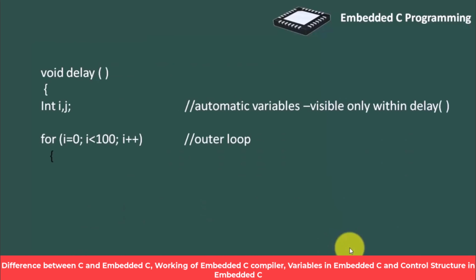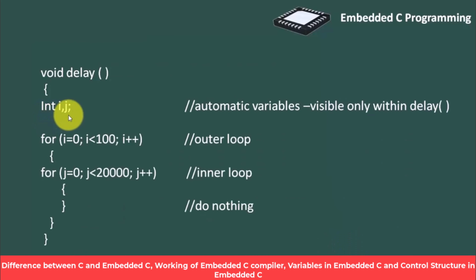Here is the example: int i, j. Here i and j both are automatic variables. The visibility of these variables is limited to this function only. So when you exit from this function, the values of i and j are lost. So every time you enter this function, you have to initialize the values of i and j.